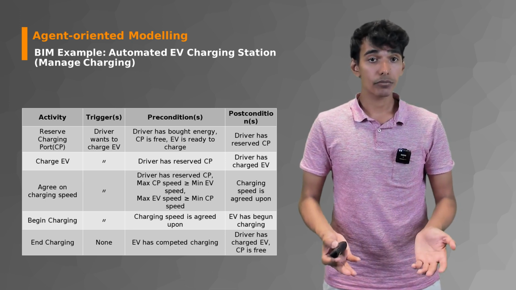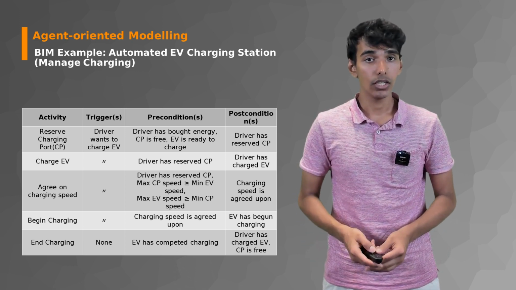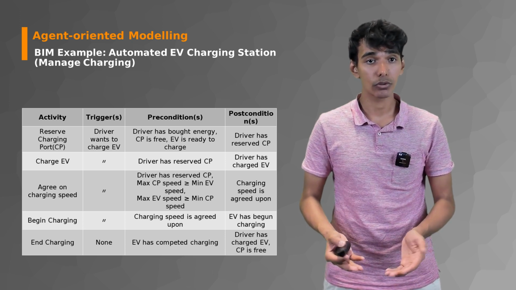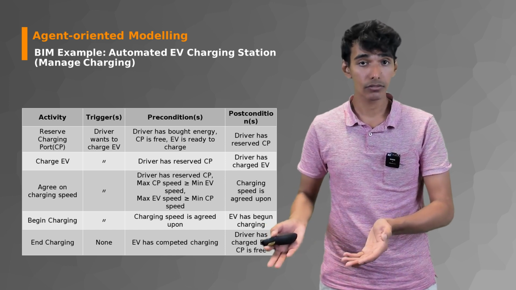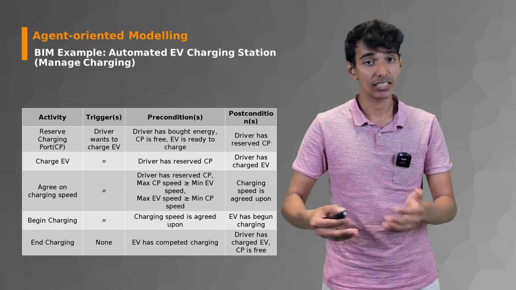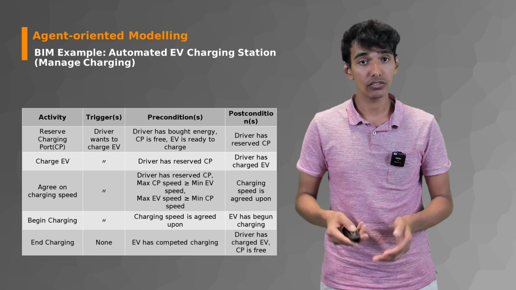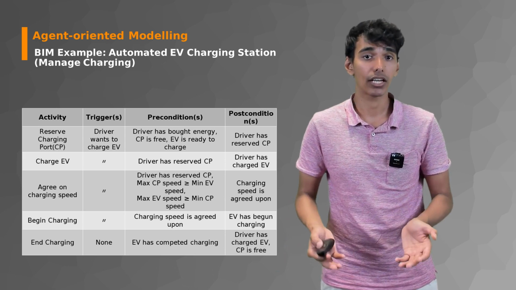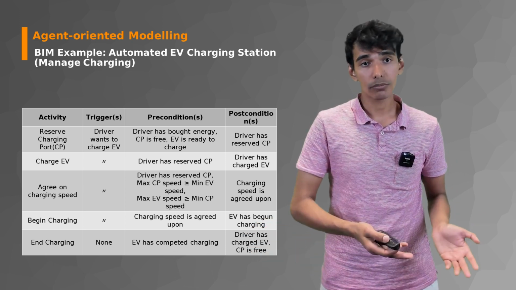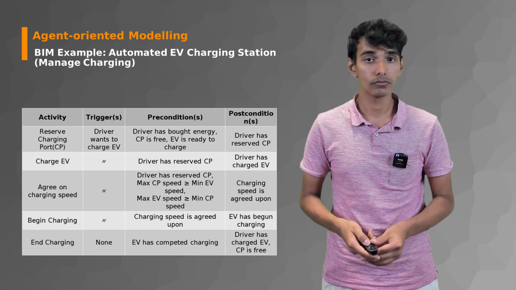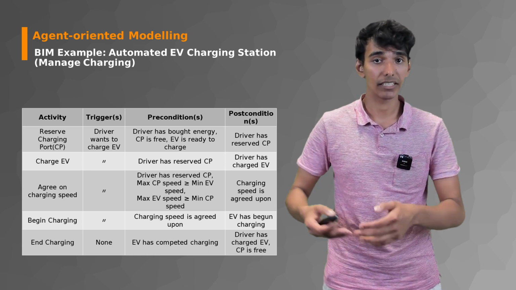So when you reserve charging port, a trigger for that could be that your driver wants to charge the EV. So a precondition for having a charging port reserved is that a driver has already bought a certain amount of energy, and the charging port, or CP, is already free. And another precondition could be that the EV is ready to charge. Essentially, if an EV cannot charge, or it's already full of charge, then the part of reserving the charging port would not really continue. And once this activity is triggered, we have the condition of the driver has basically reserved the charging port.